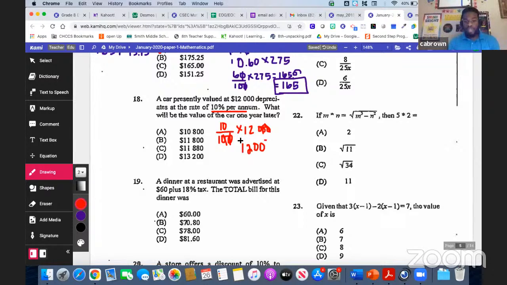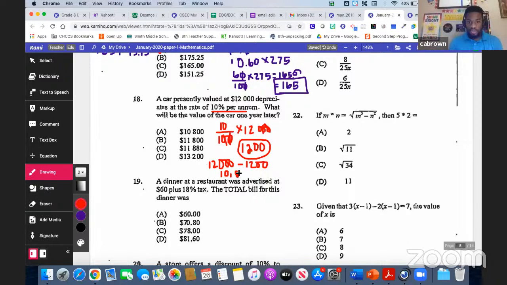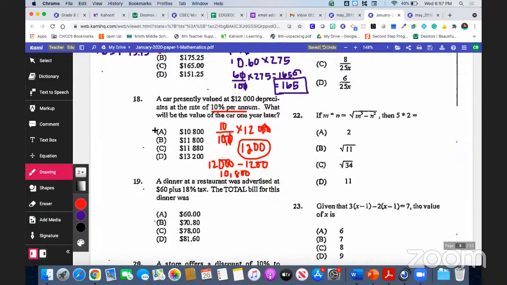This is what the 10% is worth. So we need to subtract now: 12,000 minus 1,200. The answer is A, sir. 10,800. Yep, that is A. Right.